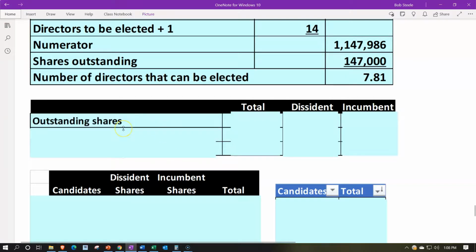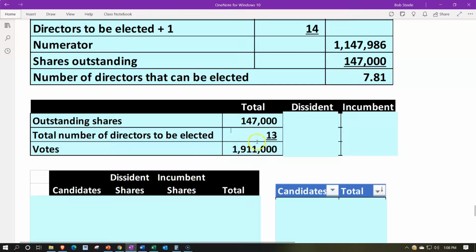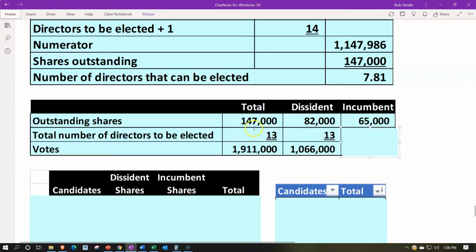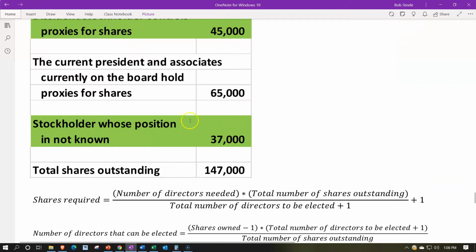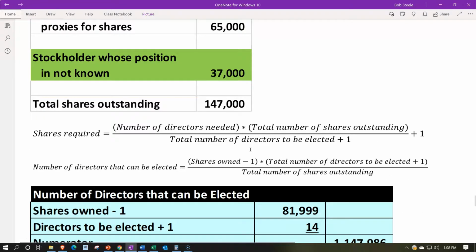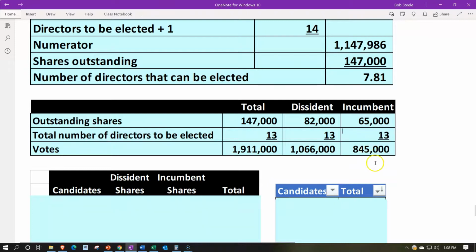So in any case, if we finish this out, we have the outstanding shares of the 147, and multiplying that times the 13, we have the 1,911,000 total shares again. We are the dissidents again, but now we have 82,000 because we convinced the people that were on the fence to side with us. Times the 13, that gives us the 1,066,000. The incumbents then have the 147,000 minus the 82. They're only left with the 65, and we think we locked down these 37 unknowns. Times 13, that means they have 845,000 that they can use against us.